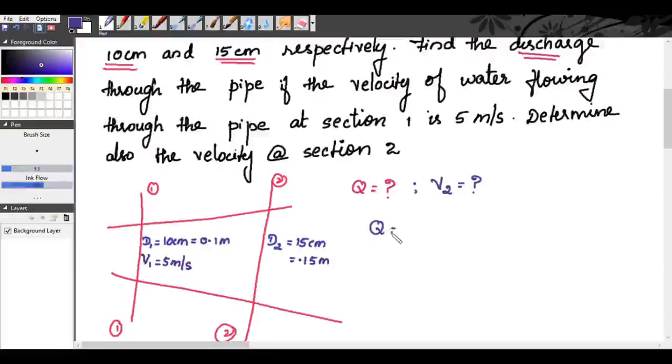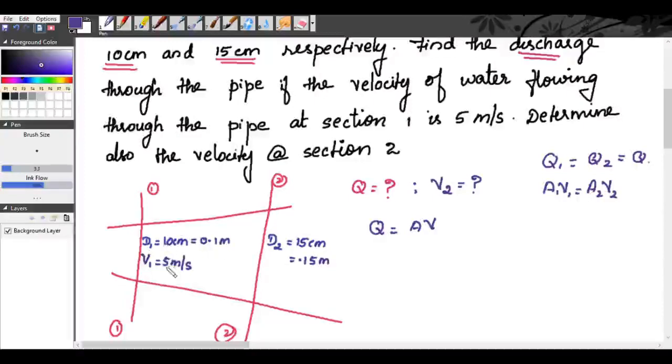We know discharge is equal to area into velocity. You can take either A1 V1 or A2 V2, because A1 V1 is equal to A2 V2. Q1 is equal to Q2 is equal to Q. That means your A1 V1 is equal to A2 V2. So what is Q? You can take A1 V1 or A2 V2. See here, for section 2, we do not know the average velocity.